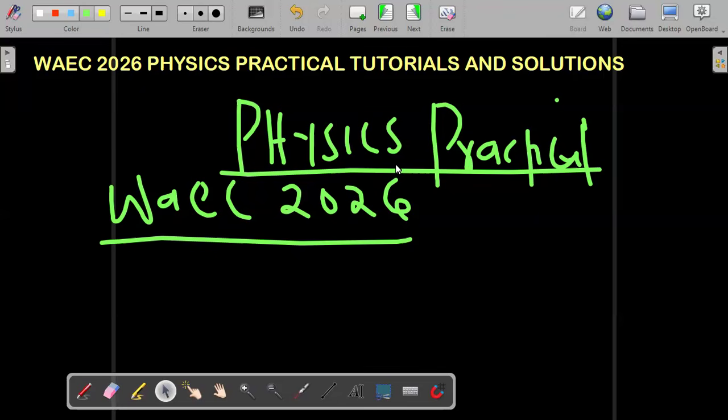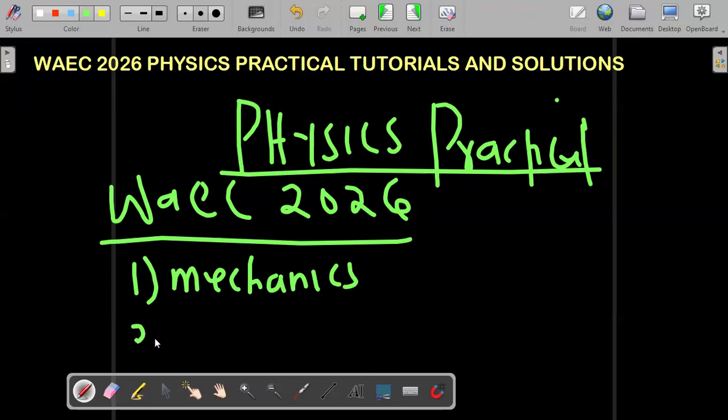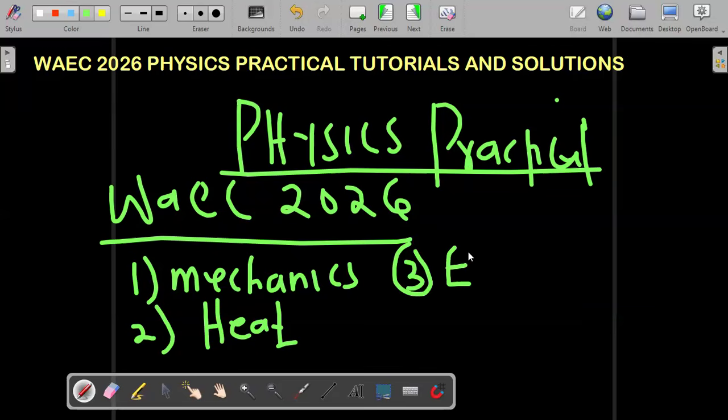Experiments. So we're looking at this practical for tomorrow. There are three major things you will see. We have mechanics. The first one is mechanics. Second one is heat. And the third is electricity. Out of these three, you have to answer two questions.